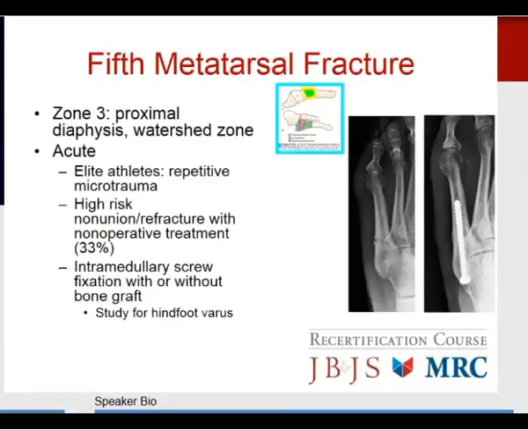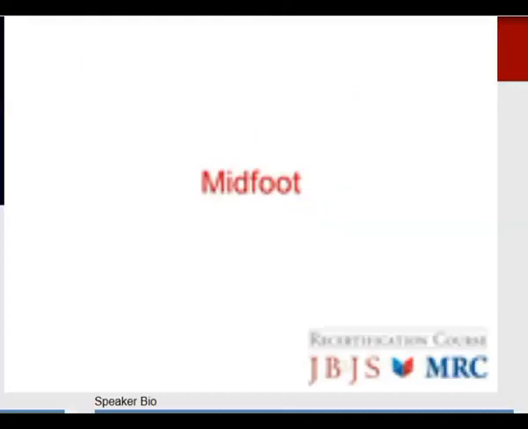In addition, there are zone 3 fractures which are treated very similar to zone 2. They're a little bit more distal. They're in that watershed zone. And again, same concept. Elite athletes have screw fixation to get them back on the field. Though even in this case, there's a much higher rate of non-union since it is in that watershed area. And so because of it, non-operative treatment is less often performed for zone 3 injuries as opposed to zone 2s that we talked about. And again, look for hindfoot varus in that population.